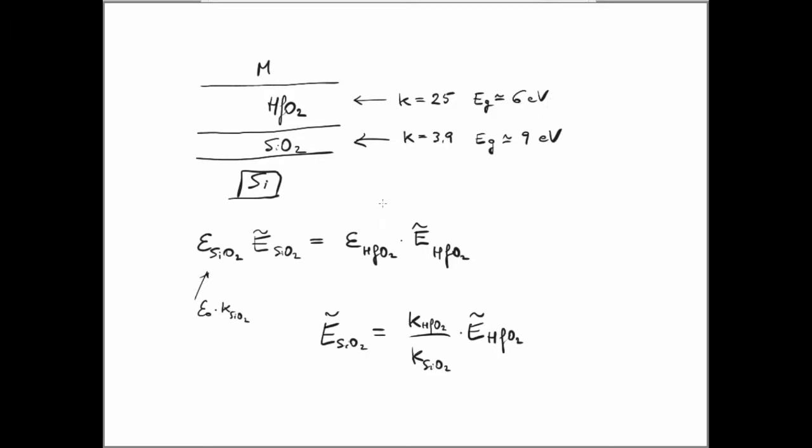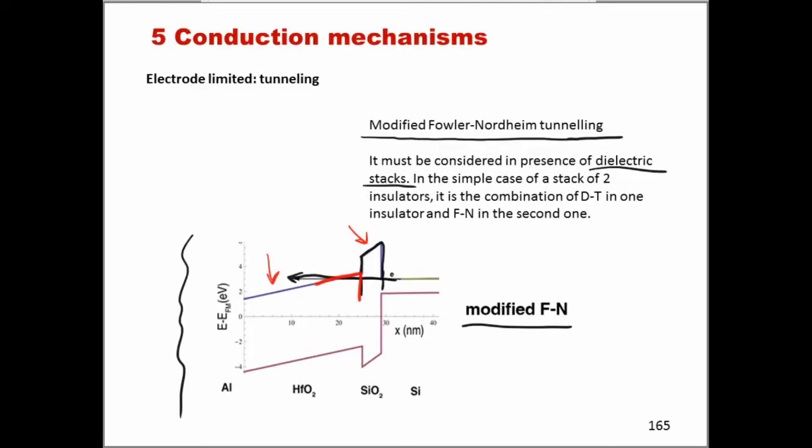Okay, and the reason why in the previous diagram I said that the electric field is different in the two insulators is because, as you should know by now, the band bending here is different. So the slope is different. So this means that there is a difference in electric fields.